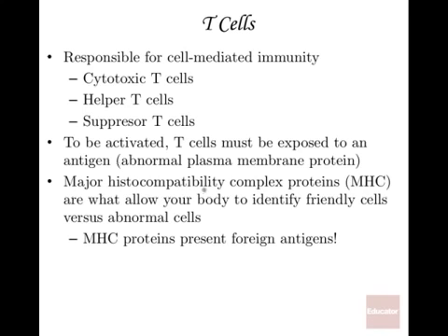The major histocompatibility complex proteins, or MHC proteins, are what allow your body to identify friendly cells versus abnormal cells. So friendly cells meaning your own normal body cells. Abnormal cells meaning virus, I mean, that's not really a cell, but viruses, bacteria cells, parasitic cells. This is going to have a certain protein composition, certain kinds of antigens that are not normal. And MHC proteins actually present foreign antigens.